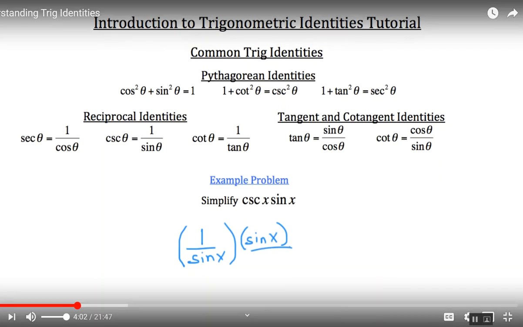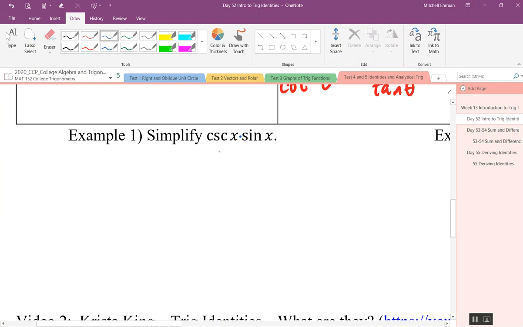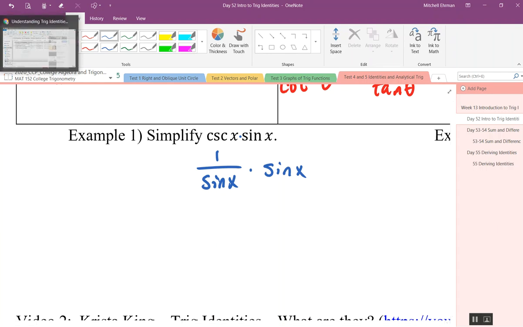So here's an example of trying to be careful not to mix up your variables. The example problem is written in terms of x, whereas our identities were written in terms of theta. So when he's rewriting cosecant of x, he's making sure to write that as 1 over sine of x. So I'm going to do the same here. Cosecant of x is the same as 1 over sine of x, and we're going to multiply that by sine of x, and hopefully you can see where we're going to go next.